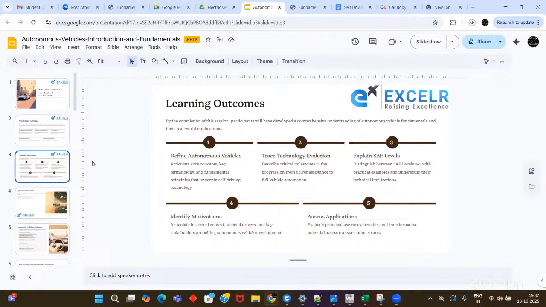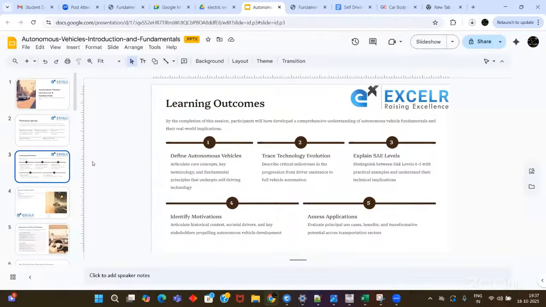Now comes the explanation of SAE levels. So distinguishing between SAE levels from 0 to 5 with practical examples and understanding their technical implications. So that is very important.